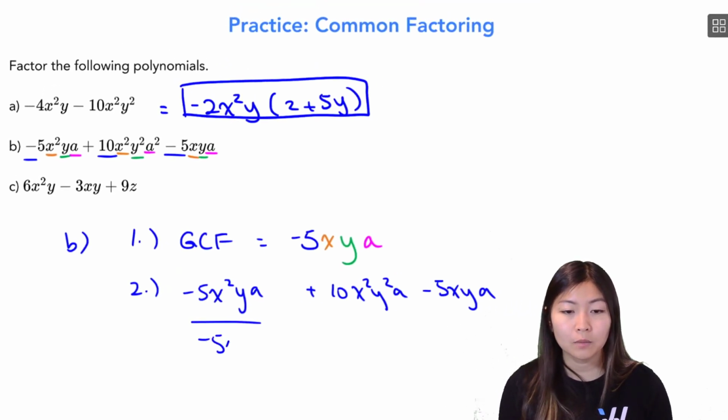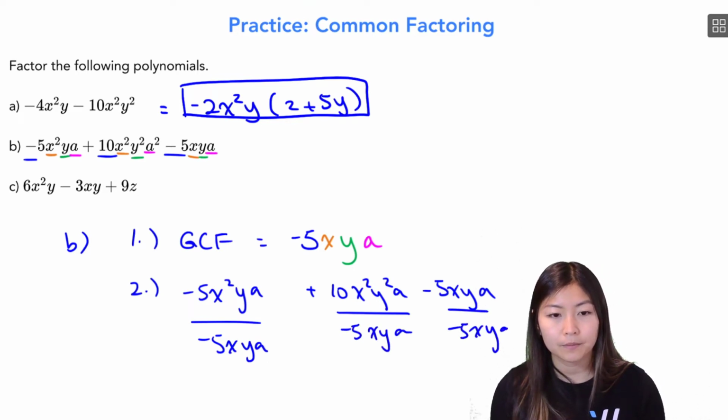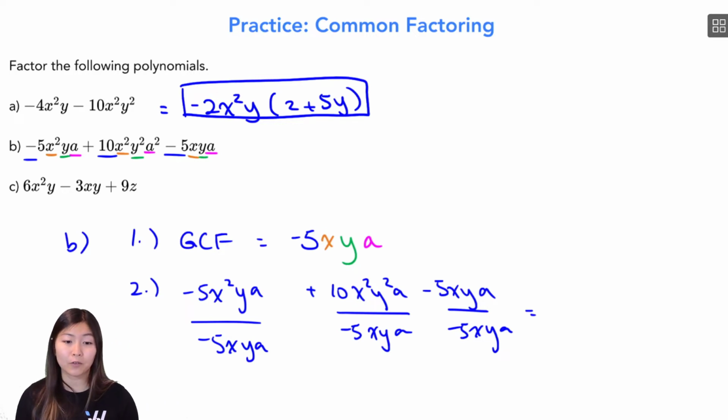So all three terms we need to divide by the GCF of negative 5xya. Let's see what's left over. In the first term, negative 5 divided by negative 5 is a 1. X squared and the x, one of the x's is still left over. Y divided by y, that becomes a 1. A divided by a, that becomes a 1. So we're just left with x for the first term.